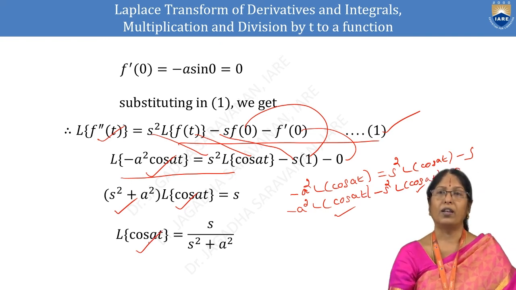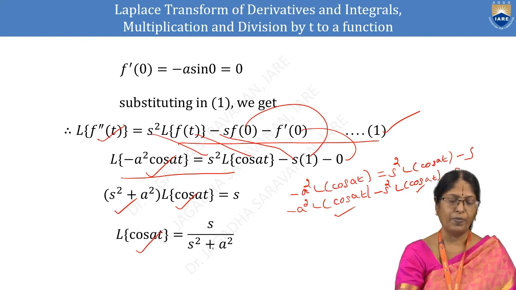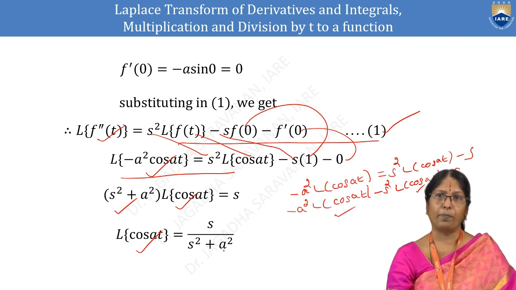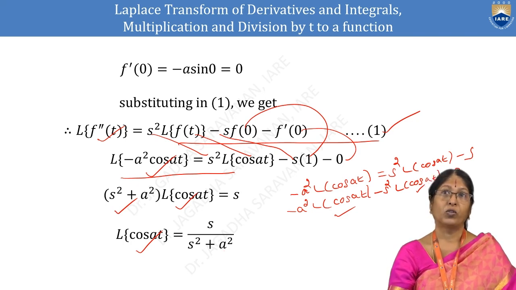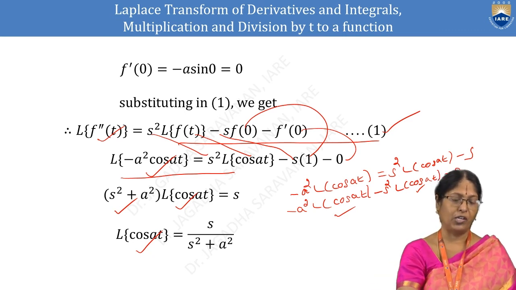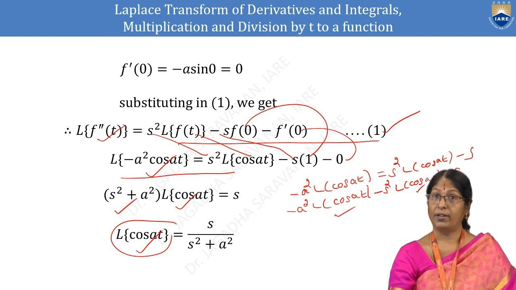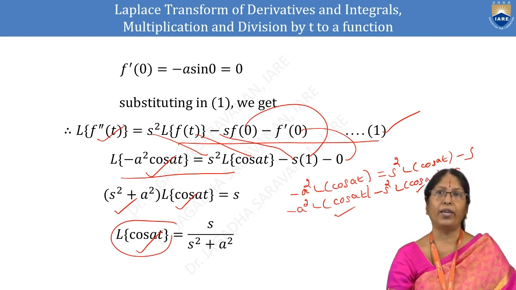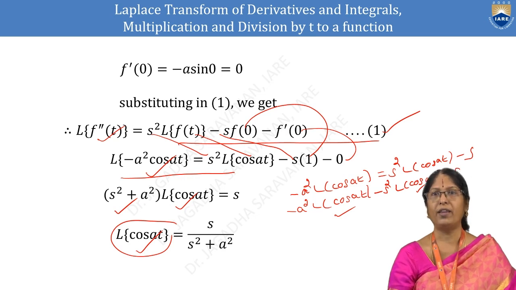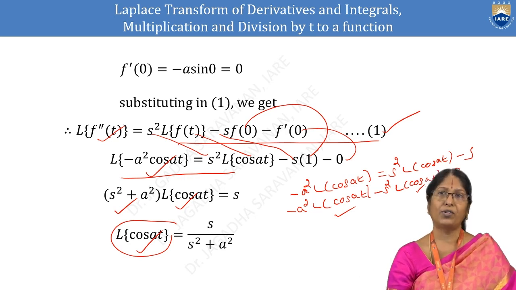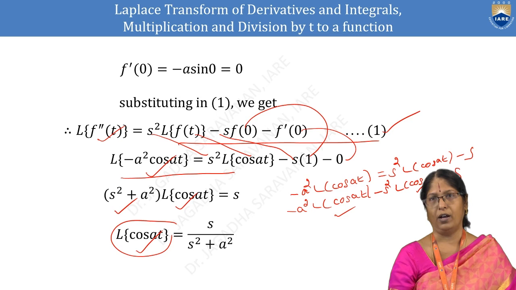The question: L of cos at equal to s by s square plus a square. So applying the derivative theorem, whatever the question asks will fall on the left side. That indicates whether we are making a careless mistake somewhere, and we can correct ourselves.